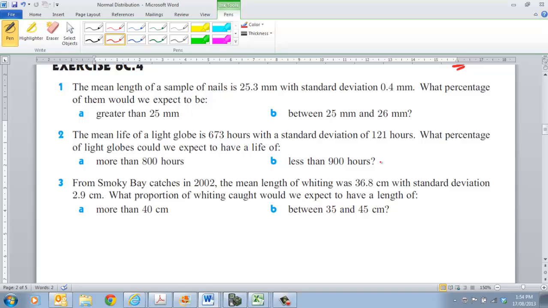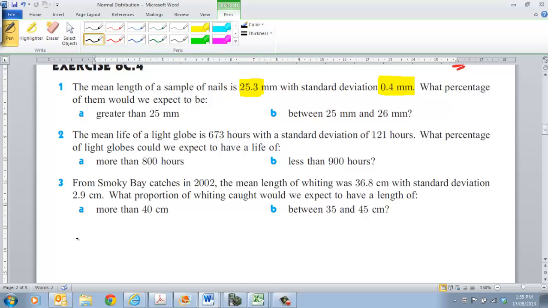Alright, so the mean length of a sample nail is 25.3 and the standard deviation is 0.4. So that's what you need to be identifying here. This information in the question is the key information. We're working in millimetres, so we want to work out the probability that it's going to be greater than 25. First of all we need to look at the formula that you need to use, and I'll go through that first.